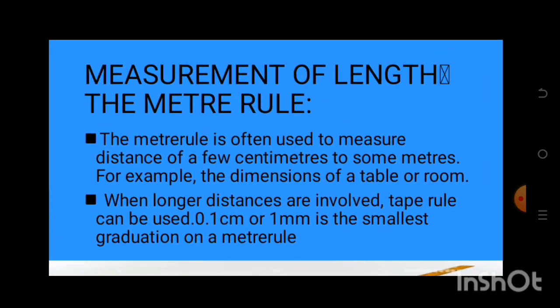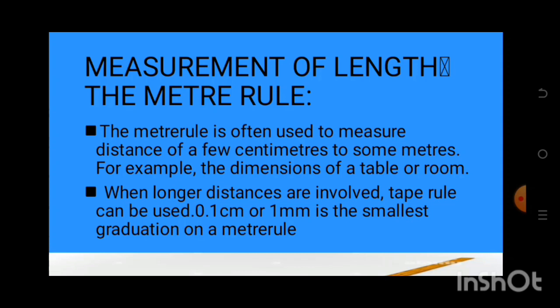Now let's look at examples of those measurement instruments. We have four categories of measurement: measurement of length, measurement of time, measurement of mass and weight, and measurement of volume. So let's start with the first one. We'll be looking at the measurement of length.